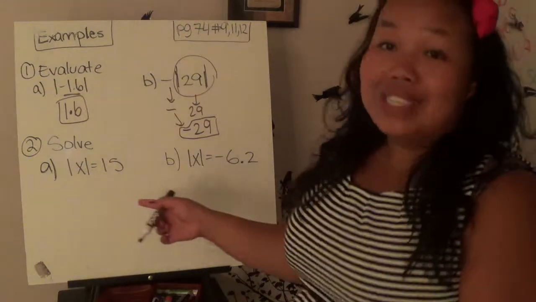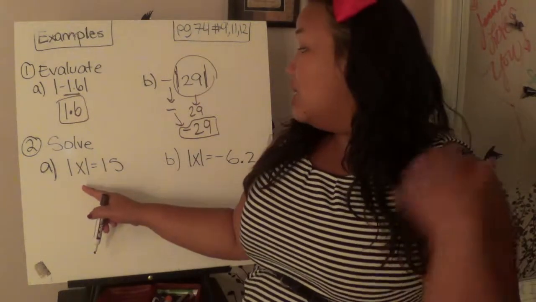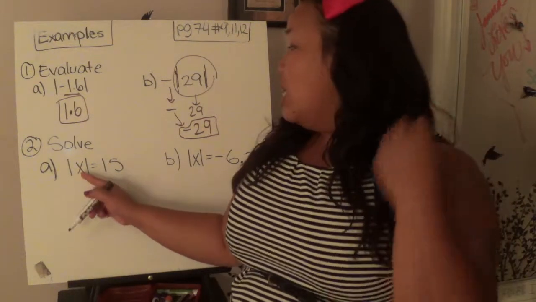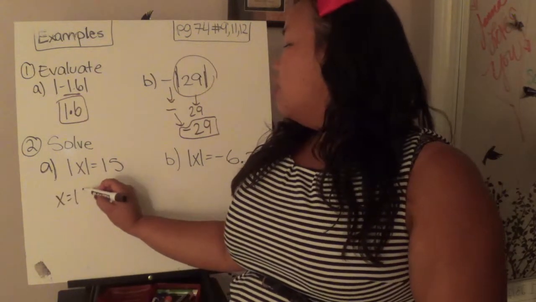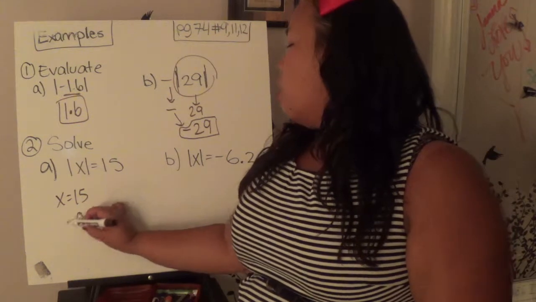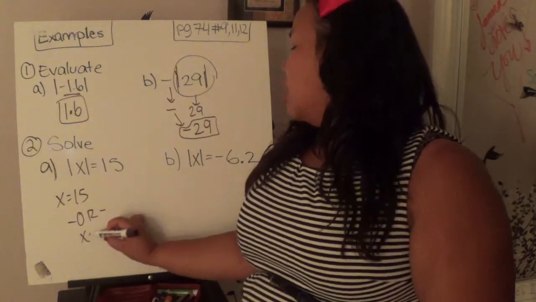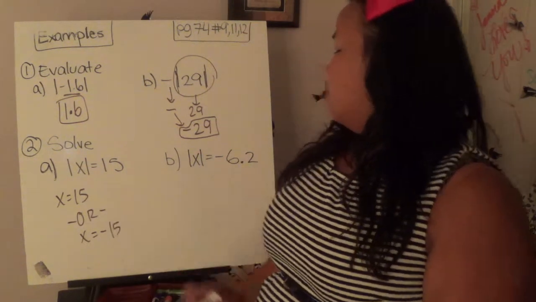So this one I'm going to solve. This is telling me my x is on the inside, so that means in here I can have either x equals 15, or I can have x equals negative 15.